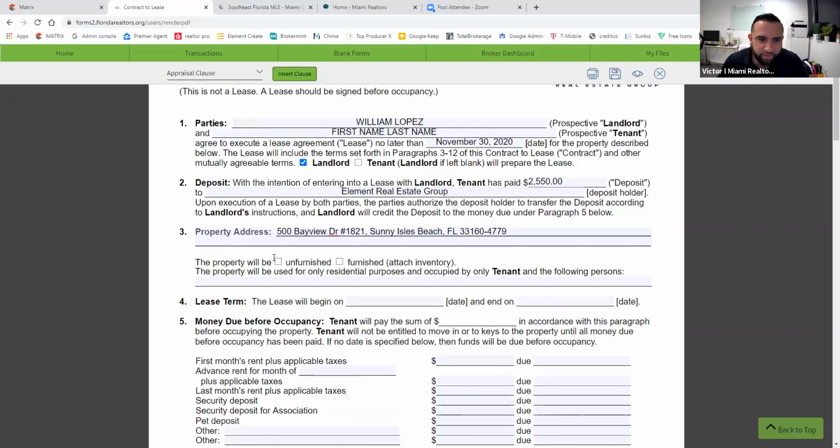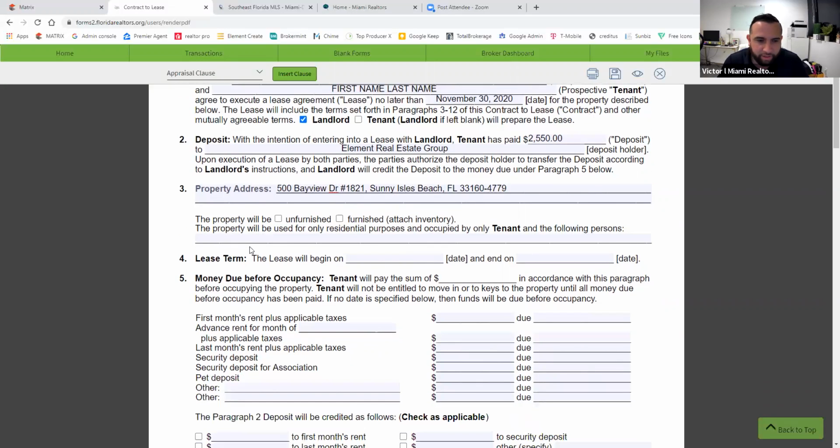All right. Number 3, straightforward, the property address. It's already populated because we pulled the information from the MLS. Then it's also going to ask you if the property is furnished or unfurnished. In this case, it's unfurnished. And then it's asking you, the property will be used for only residential purposes and occupied by only tenant and the following persons.